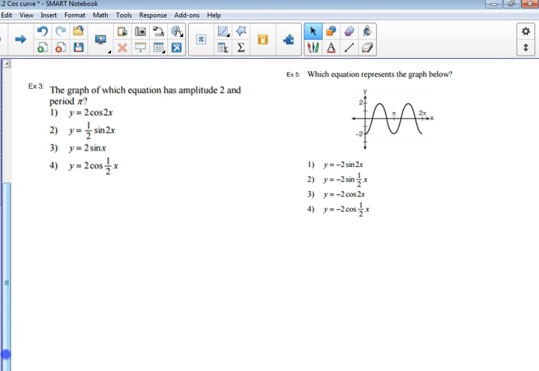All right. This one's a good one. I kind of like this question with the multiple choice. They need to do 2 things. So which one of those has an amplitude of 2 and the period is going to be pi? The amplitude is 2. The period is pi.